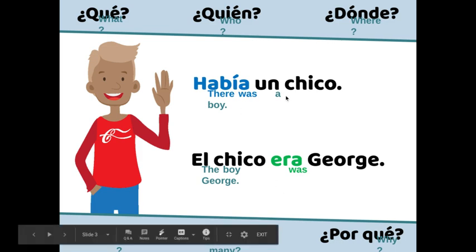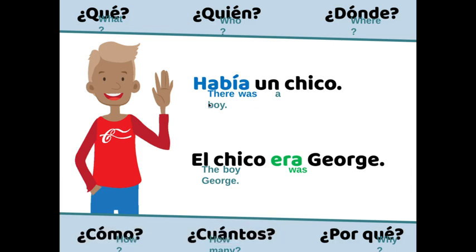Okay, vamos a empezar. Había un chico. There was a boy. Oh, I forgot I wasn't supposed to say that in English. Había un chico. El chico era George.